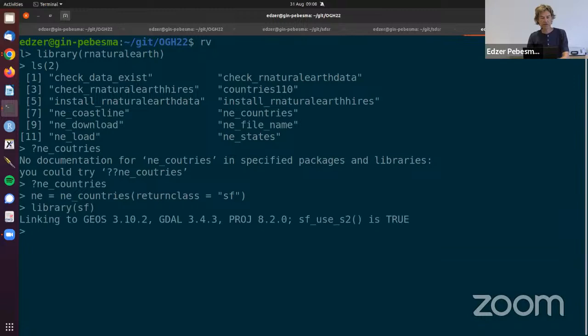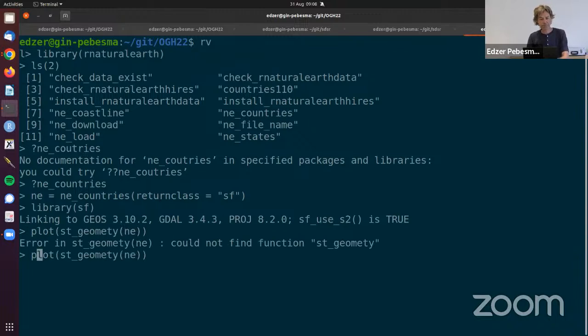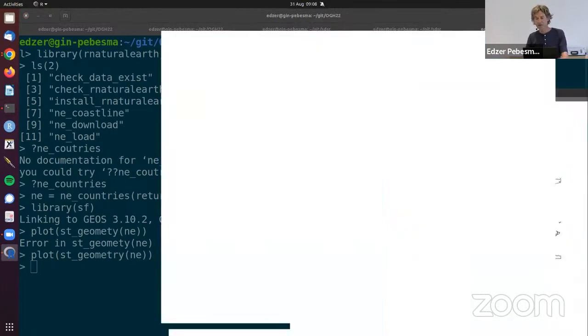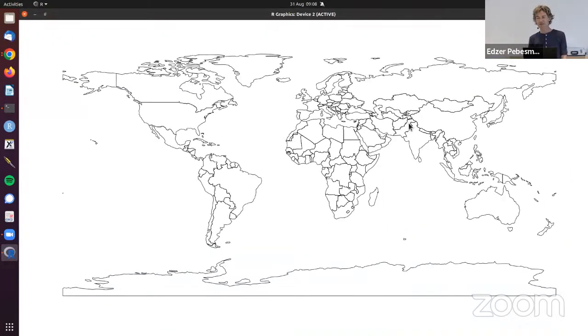load sf and plot, for instance, the geometry only, and then we get this, right? This is what I mean: this is not how the Earth looks. This is not how world country data looked as they are stored or provided by this Natural Earth package, and by most of the packages that provide global country boundaries.